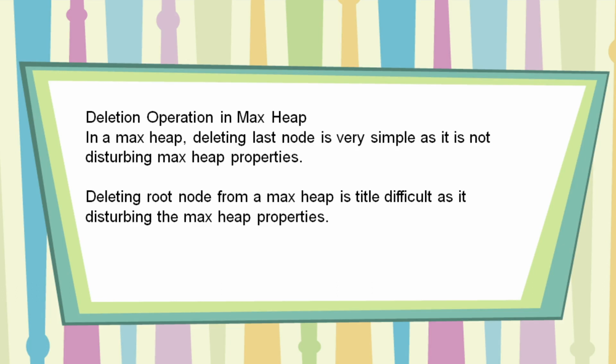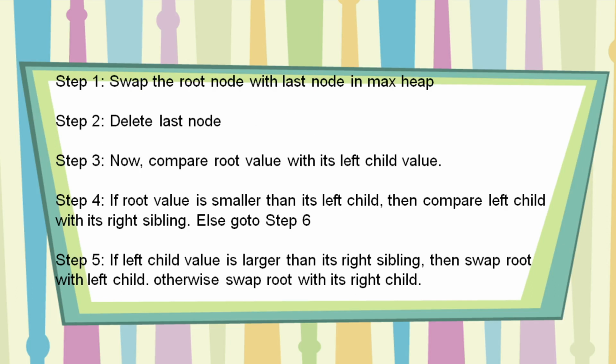The next type of operation is the deletion operation. How do we delete a node in a max heap without disturbing the max heap properties? For that, first we have to delete the root node from the max heap. It is a little bit difficult as it disturbs the max heap property. We have to follow the steps. First we have to swap the root node with the last node in the max heap. Then delete the last node.